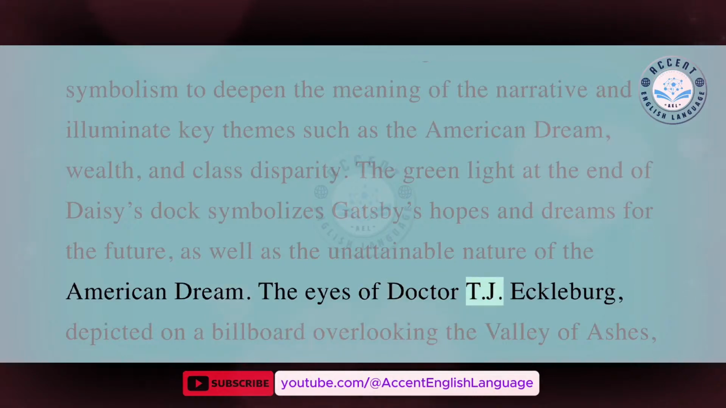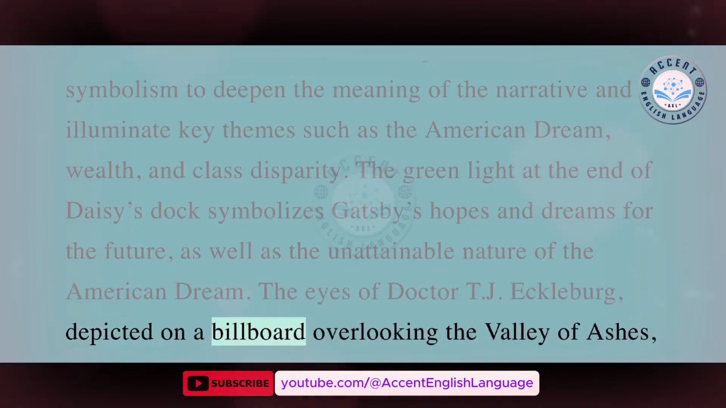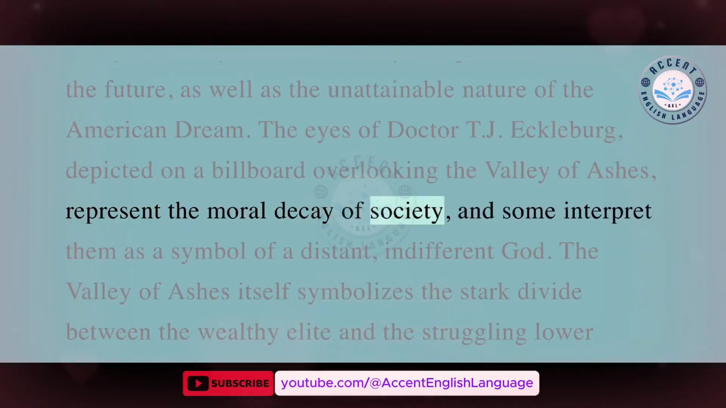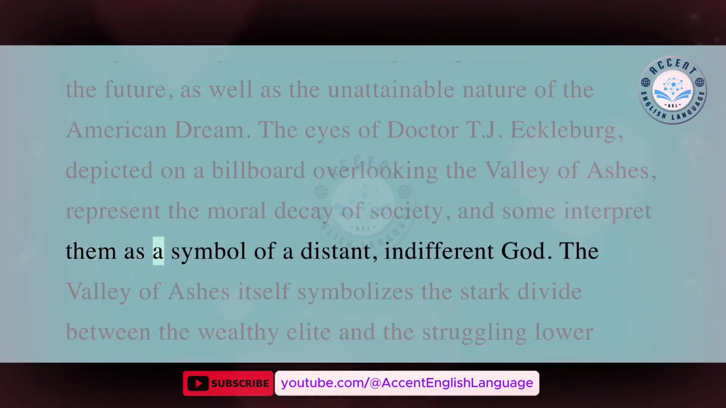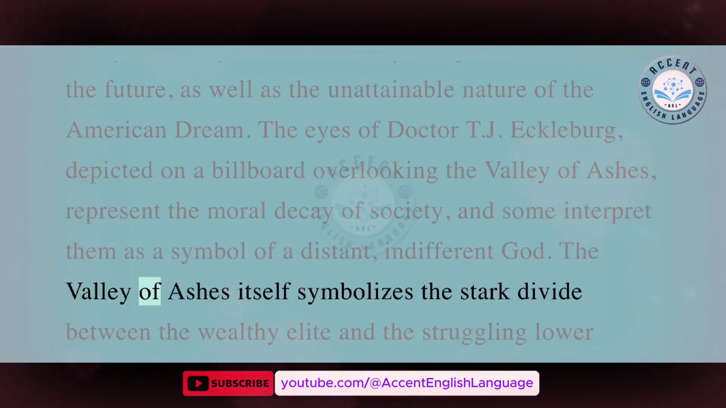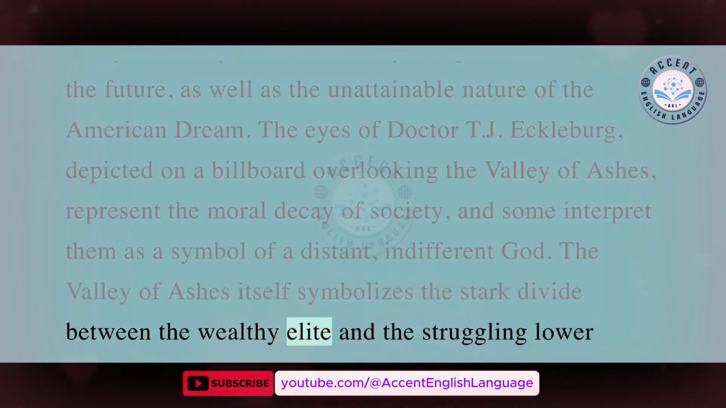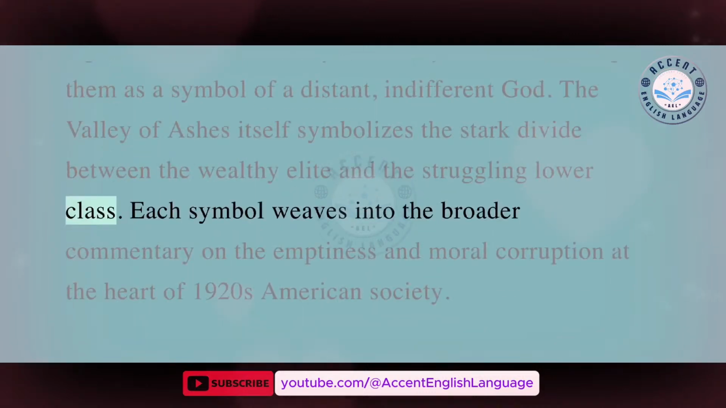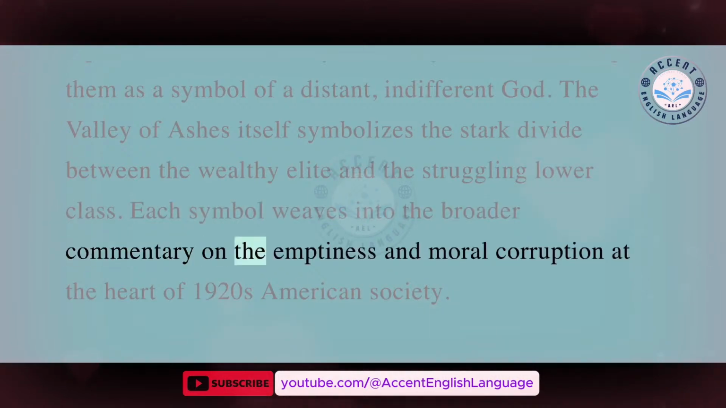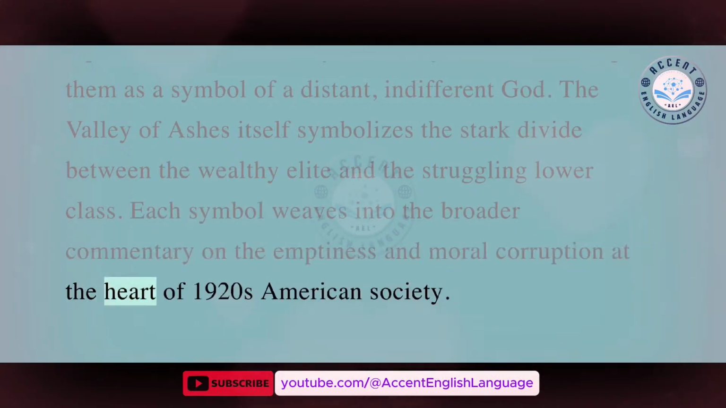The eyes of Dr. T.J. Eckleburg, depicted on a billboard overlooking the Valley of Ashes, represent the moral decay of society, and some interpret them as a symbol of a distant, indifferent God. The Valley of Ashes itself symbolizes the stark divide between the wealthy elite and the struggling lower class. Each symbol weaves into the broader commentary on the emptiness and moral corruption at the heart of 1920s American society.